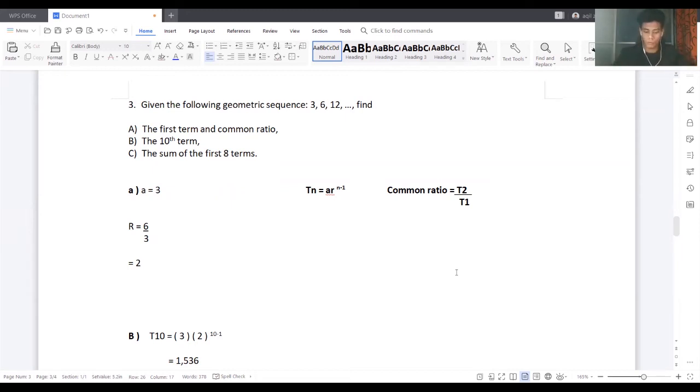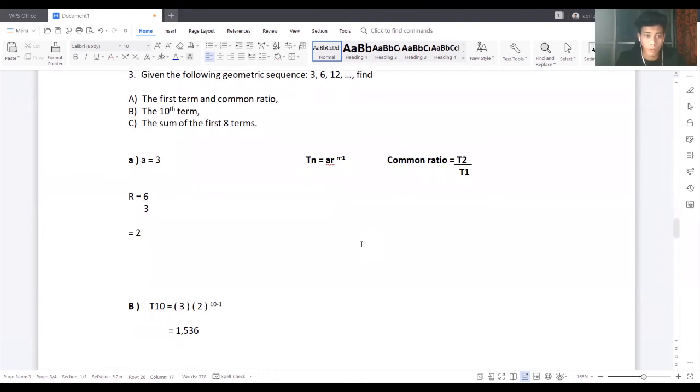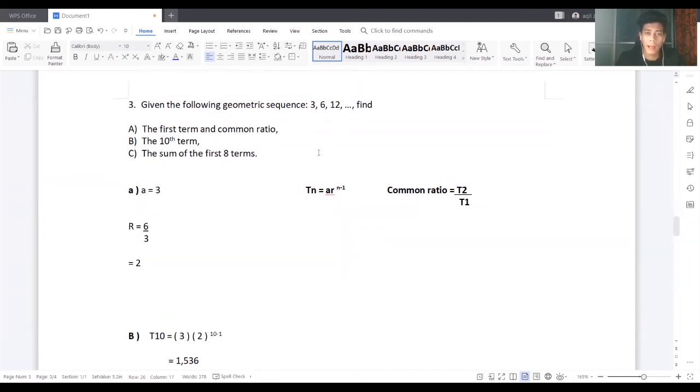Okay, moving on to the question. Given the following geometric sequence 3, 6, 12, find the A, which is the first term, and the common ratio. Okay, so the first term, this is similar to the arithmetic question, which asks for the first term. As I explained earlier, this is T1, T2, and T3. So the question asks for the first term, which is 3. So the answer will be A equals 3.